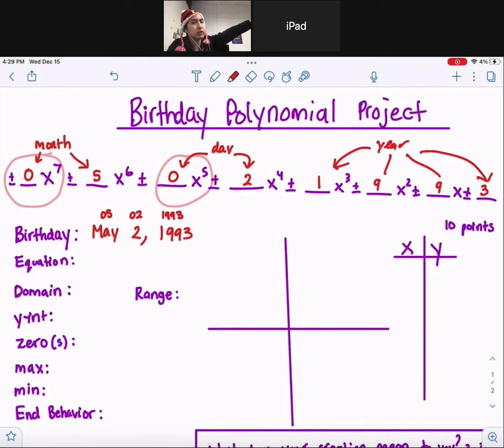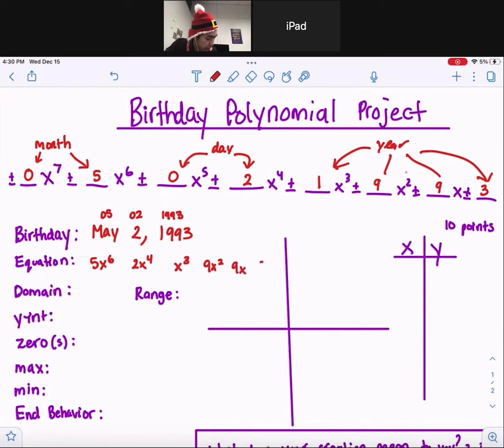A lot of you guys are born in the 2000s. If you're born in the 2000s, both of these should not be in your polynomial because both of those would probably have a coefficient of 0. But for the sake of argument, my equation would be this: 5x to the 6, I'm not including that one because it has a coefficient of 0, 2x to the 4th, x to the 3rd, 9x to the 2nd, 9x, and 3. So that's my equation for this specific birthday.